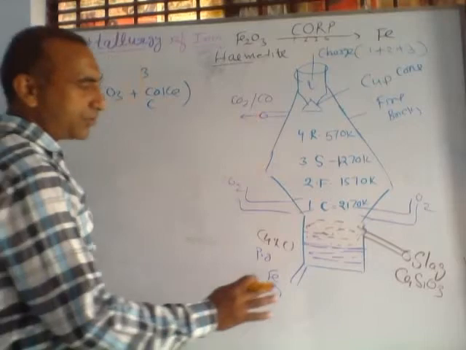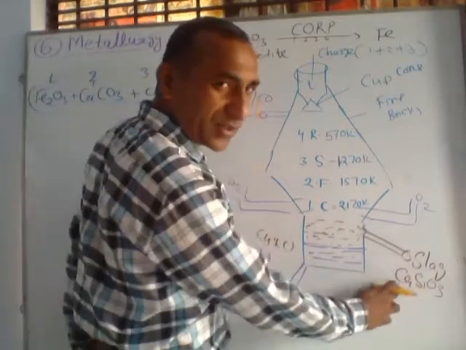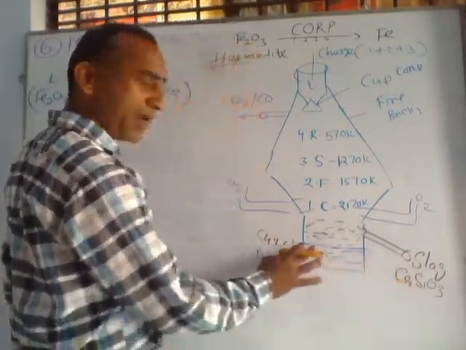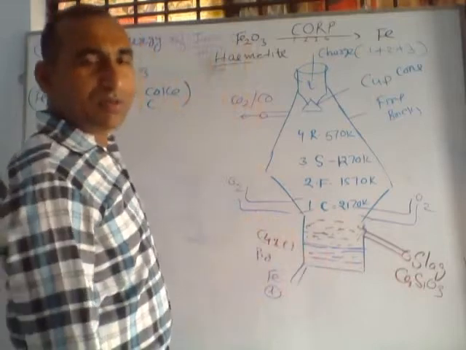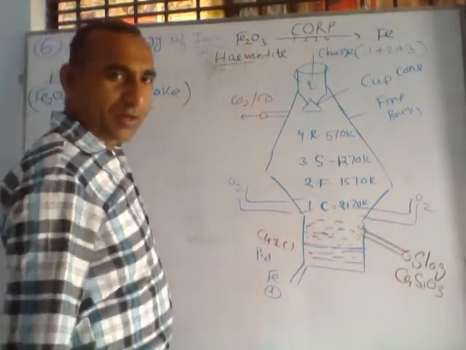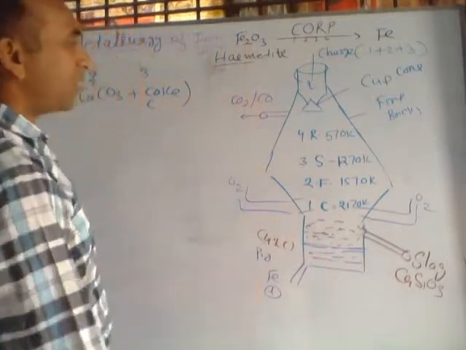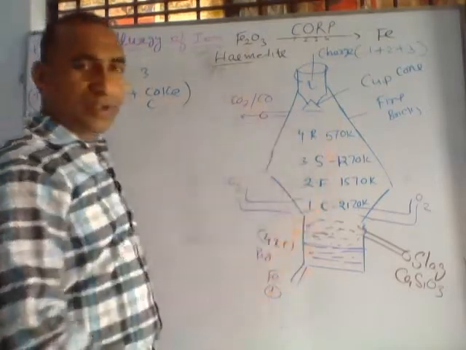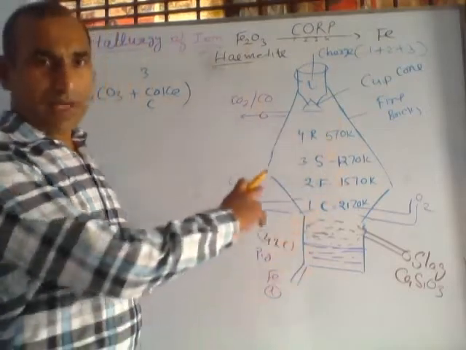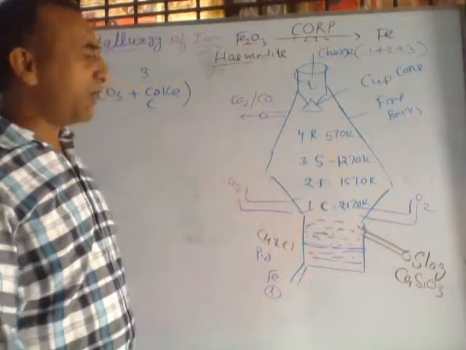And slag is lighter, that is calcium silicate, and the heavier particle is iron in liquid state, in molten state, that is called pig iron. So look here, different types of chemical reactions in different zones of the blast furnace. This is a rough diagram of a blast furnace.